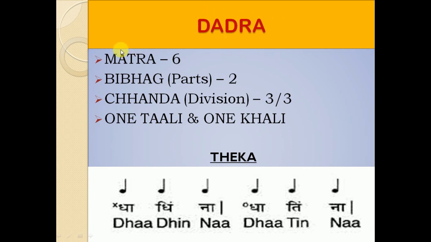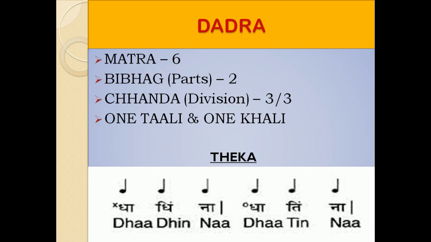Now you can see here, this is called introduction. Matra, Vibhag. Vibhag is parts, Chanda is division, and how many talis and how many khalis are there. These are also very important. Now we are taking a very small tal as a sample in the beginning. Now if you see here, the first one is matra. Matra here is 6.